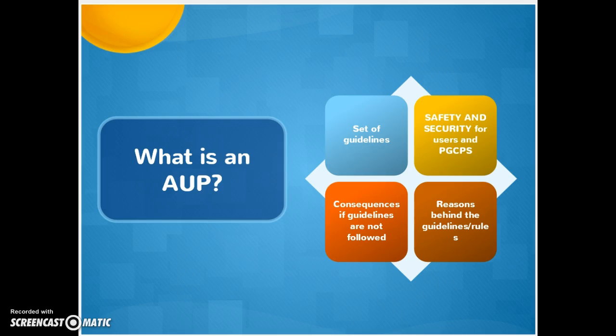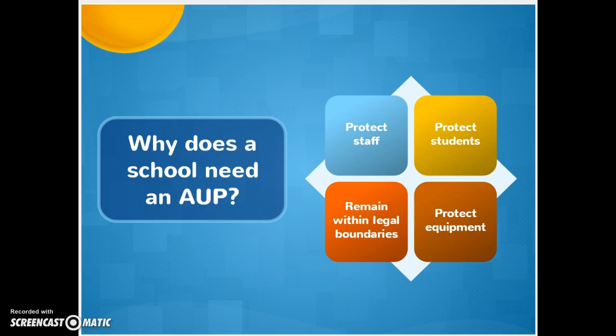AUP stands for Acceptable Use Policy. Most businesses and schools or districts which provide internet access and/or technological equipment for use by employees have an AUP to protect the company, school, district, employees, and students, and equipment such as computers or tablets.